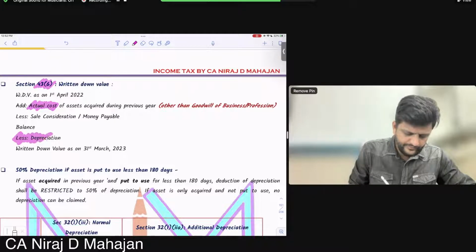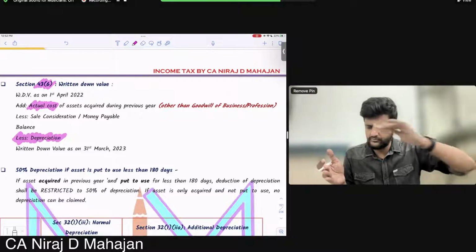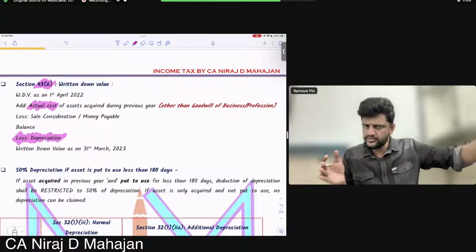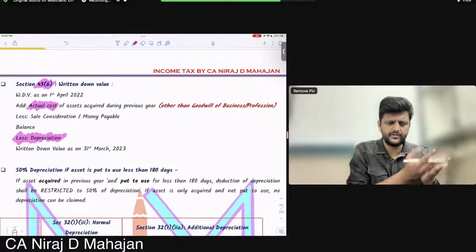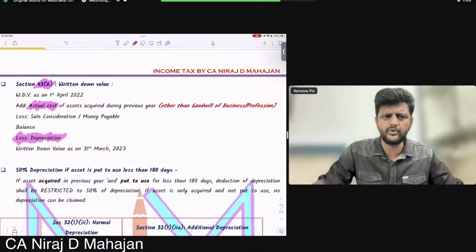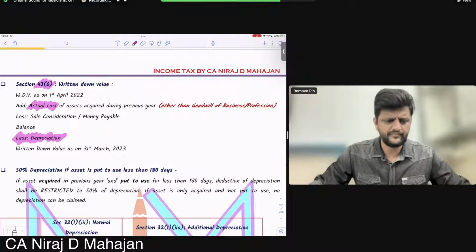Depreciation. Simple or no? So opening balance, new assets incoming, some old assets outgoing, balance, and on the balance you reduce depreciation. Remaining is what? Closing WDB. Simple or no? Everybody clear?